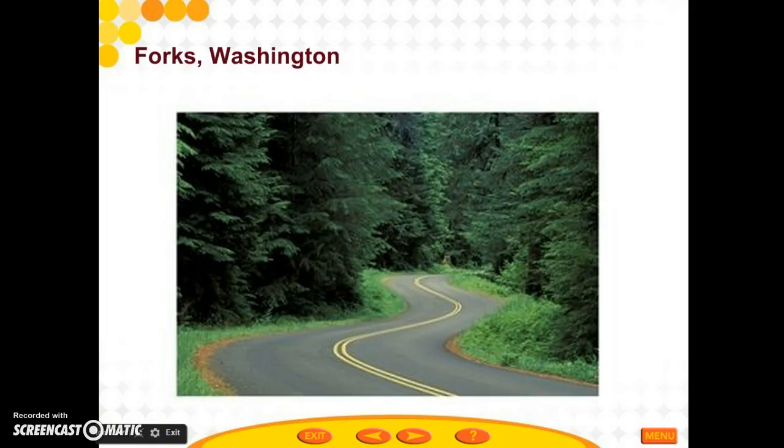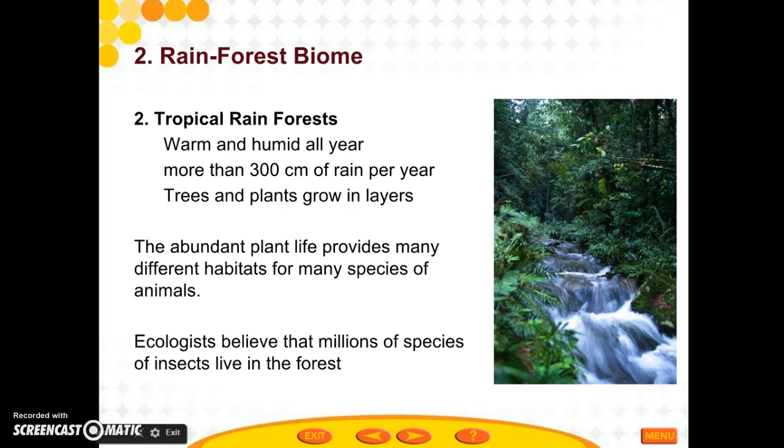Does anyone know what famous movie Forks, Washington was featured in? That's right, vampire friends. It was Twilight and the Twilight series. Forks, Washington is a great place for vampires to live because it's overcast most of the time and raining. Thus, rainforest.